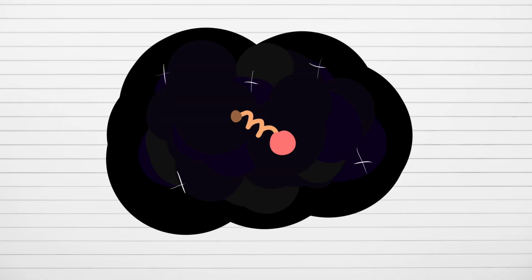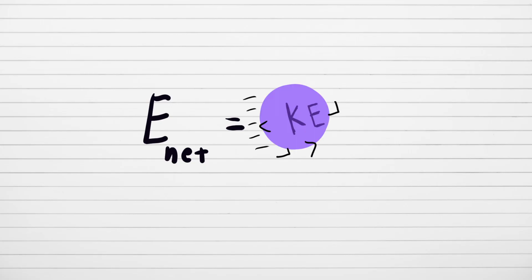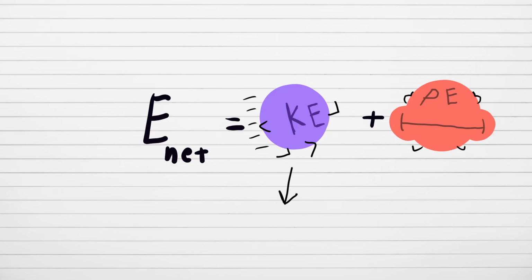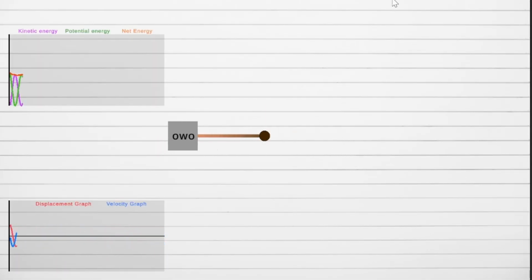Now, one thing about a spring in an empty void with no air resistance is that its energy is constant. How? Because we have the law of conservation of energy that tells us that the net energy is equal to the potential energy plus the kinetic energy. And we know that the kinetic energy is equal to half the mass times the velocity squared, which is proportional to the velocity. And the potential energy is equal to half the spring constant times the displacement squared, which is proportional with the displacement. So because of the sine-cosine relationship between velocity and displacement, both will keep adding up, causing a constant net energy.